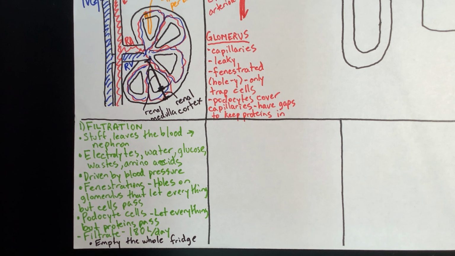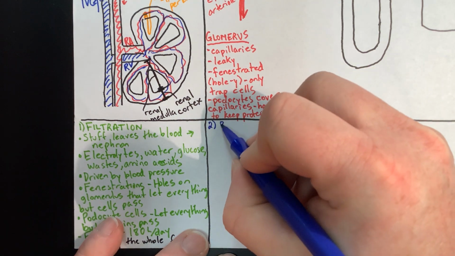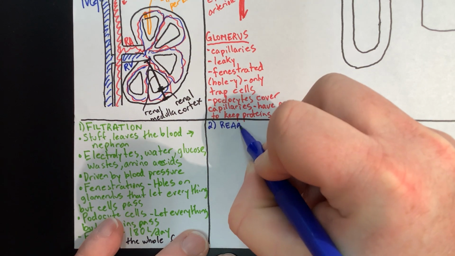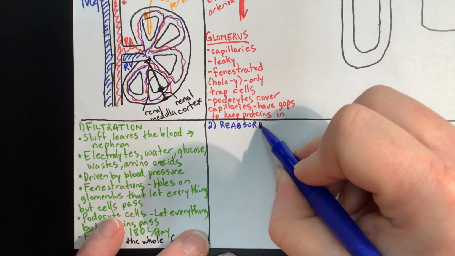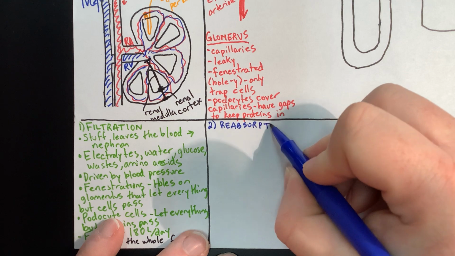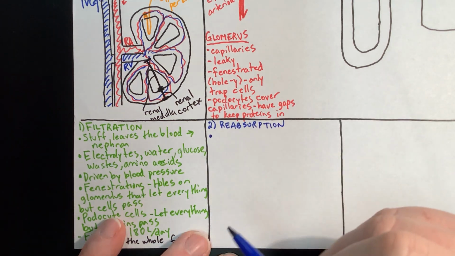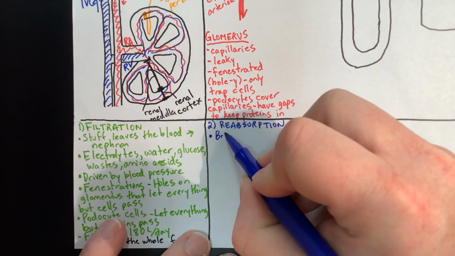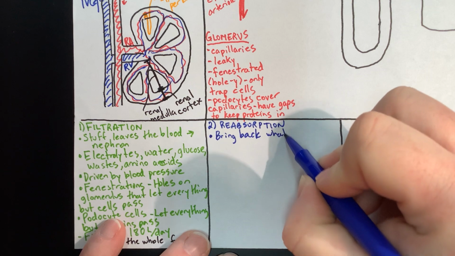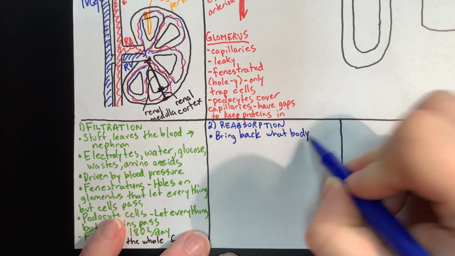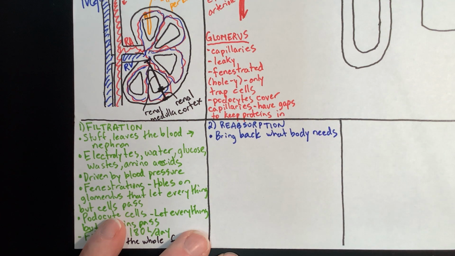Now, the next part is going to be reabsorption. Spelling that right? Yep, got it. Okay, reabsorption, and what we're doing there is bringing back what the body needs. So that's putting that good stuff back in the fridge.